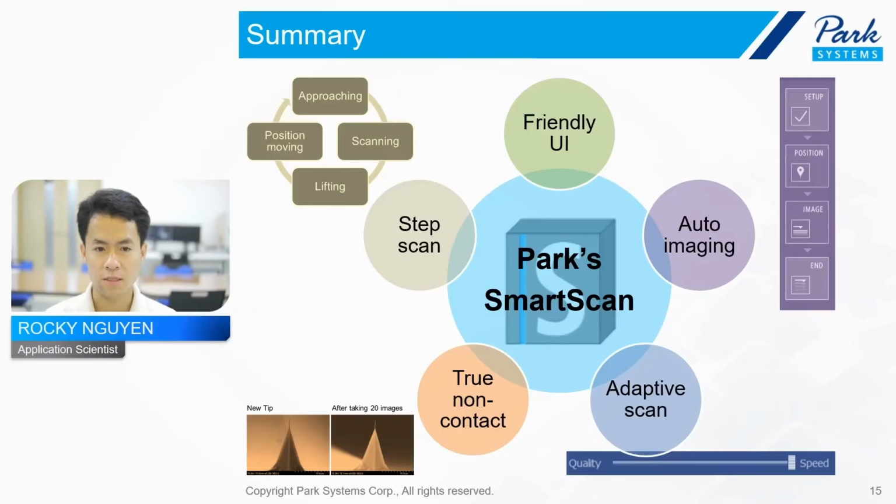So let me summarize this webinar with a few benefits of the Spark SmartScan software. So we have the user-friendly interface that can provide you a new AFM using experience with a simple point-and-click action, like when you use a normal computer. And also the auto-imaging mode in combination with the adaptive scan function, the True Non-Contact mode, and the step scan can reduce the struggling with the trial and error approach to get the AFM image. And this is helpful for all users from the beginner to the expert level.